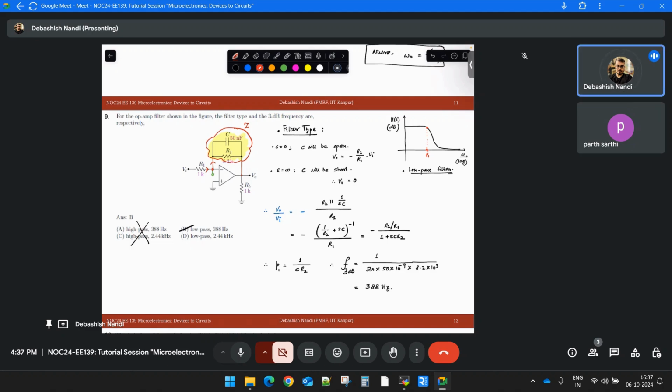Low, there are options, right? Whether it is high pass or low pass. So you have to discard the unnecessary options, which are not correct. So your focus can only be at finding the frequencies.